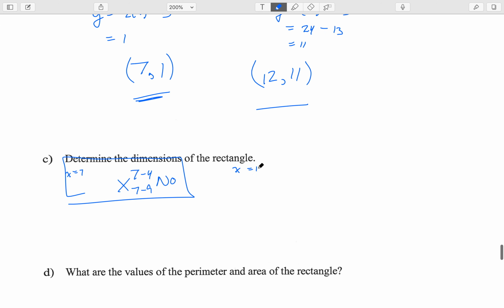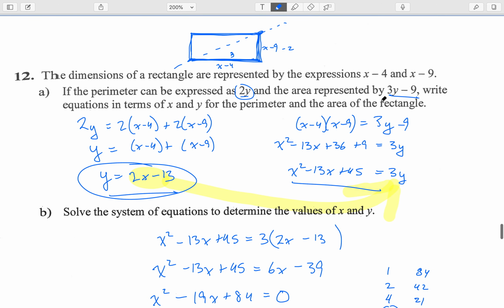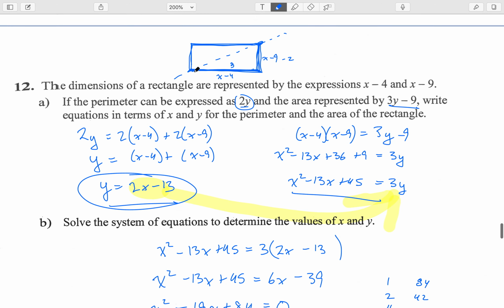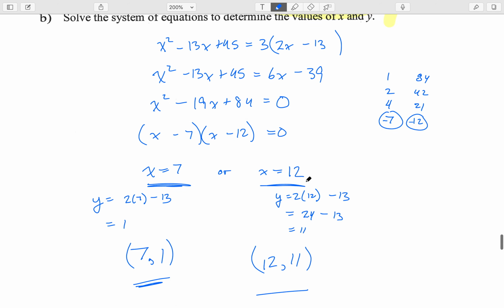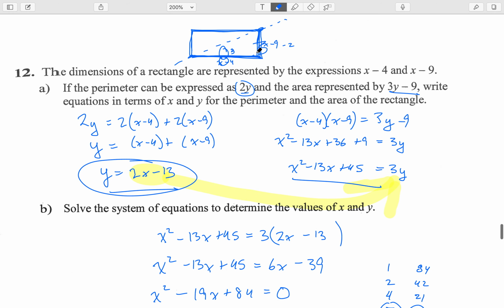Let's try x equal to 12. So I'm going to get 12 minus 4 by 12 minus 9. So in other words, it is 8 by 3. Is this in centimeters? It doesn't say. But hang on. If this is 8 by 3, the half perimeter is 11. Yes, it is. And what's the area? 8 times 3 is 24.